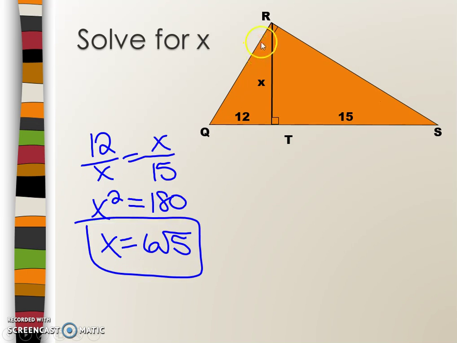Let's try another one. We have x and x, that is the geometric mean. 12 goes here, 15 goes here. So x times x is x squared. 12 times 15 is 180. We're going to do the square root of 180, and if you simplify that, it is 6 radical 5. So x is 6 radical 5. I do not want decimals for these. I want you to write simplified radicals for these. Okay?